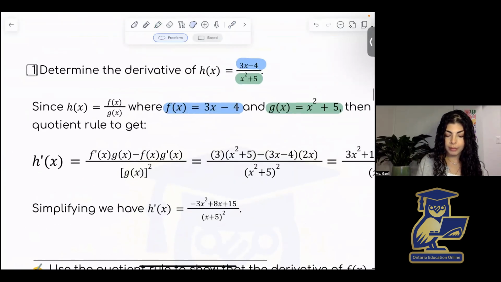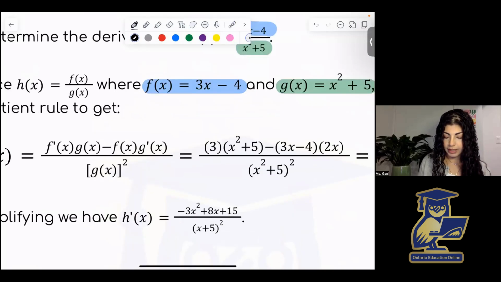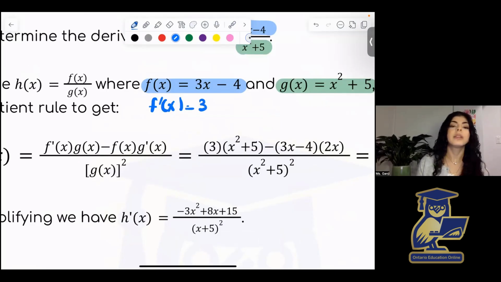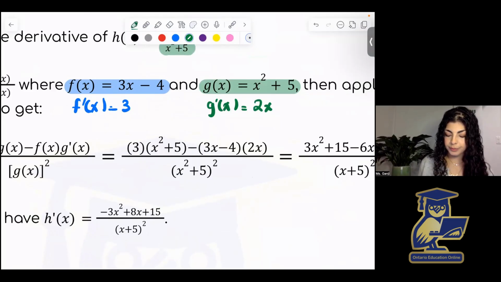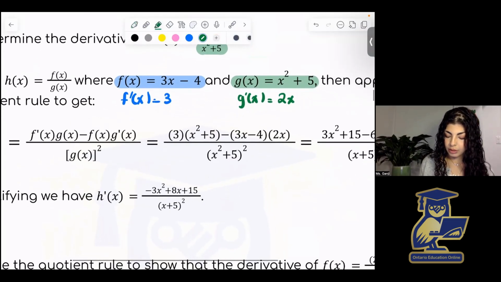So starting with my numerator, and I actually did the step here, but I'll show you. f prime of x is 3, right? Because 4 is a constant, and then 3x is just 3. And then g prime of x, or the derivative of g, is 2x. And that's exactly what we see here. So this is the 2x.